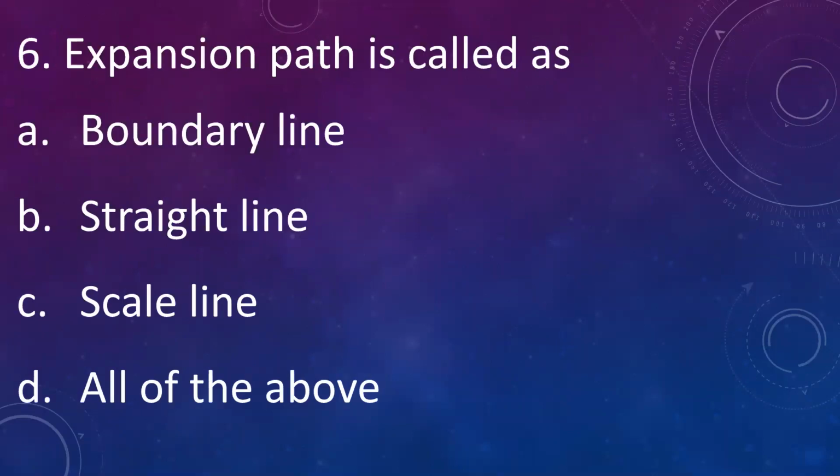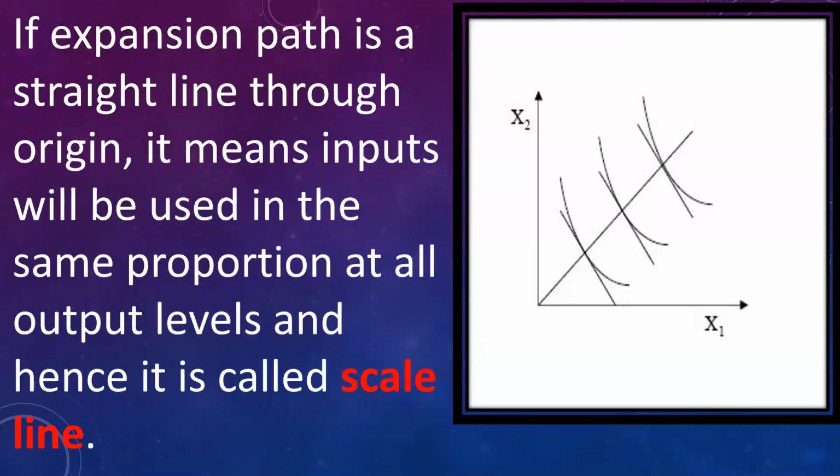Now, expansion path is also called: A. Boundary line, B. Straight line, C. Scale line, D. All of the above. Answer is scale line. If the expansion path is a straight line passing through the origin, it means that inputs will be used in the same proportion at all levels of output. So at this time, the expansion path will be called the scale line.